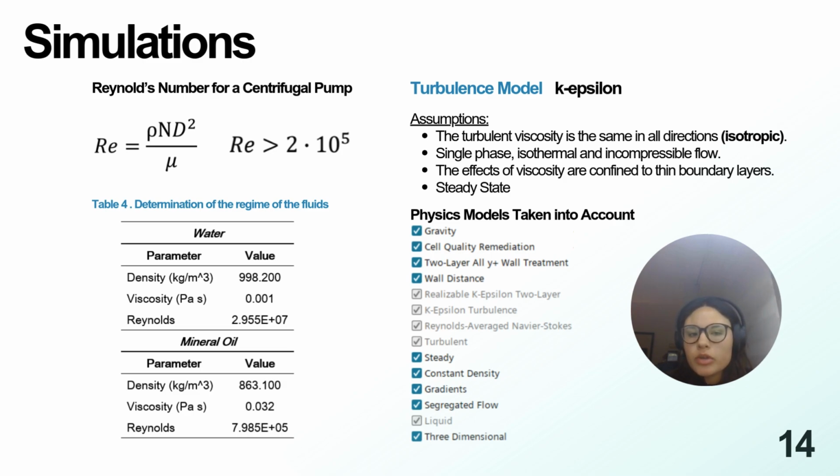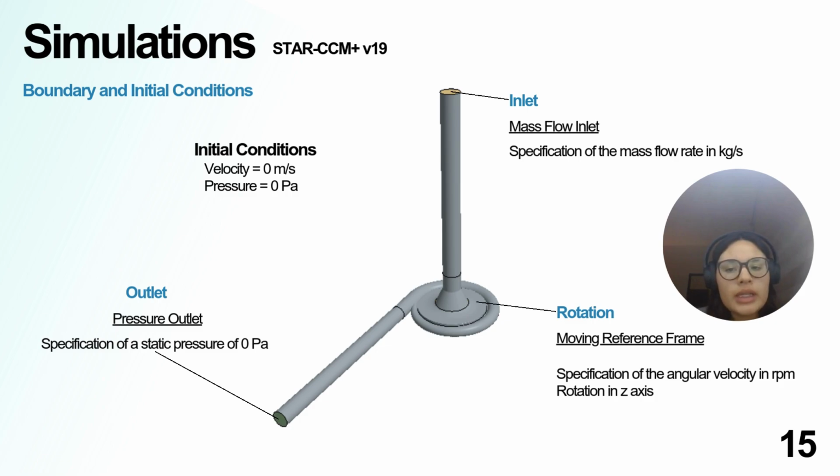Some assumptions for the simulations were that the turbulent viscosity is the same in all directions, that it is a single-phase, isothermal and incompressible flow, and that the system is in a steady state. Regarding the initial conditions defined for the simulations, the initial velocity and pressure were determined in order to ensure that the simulation captures the development of flow from a rest state.